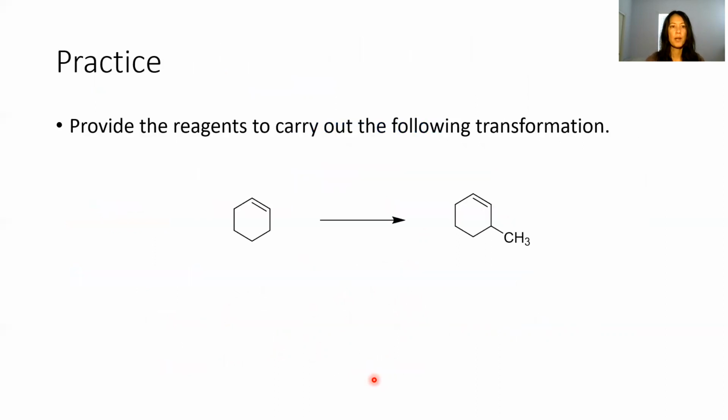Okay, so you guys practice here. Provide the reagents to carry out the following transformation. We're starting with a very basic cyclohexene, and we are going to install a methyl group. Just notice that I showed you how to form a carbon-carbon bond, but you do need some sort of handle. So how would you form that here? Pause this, think about it, take your time, and unpause and I'll go over it.